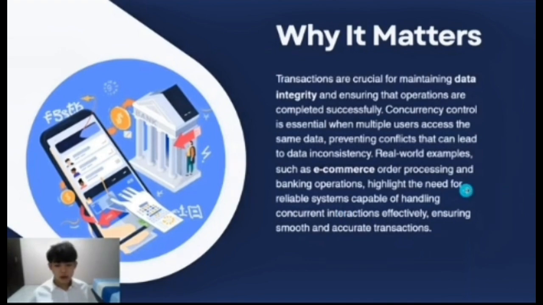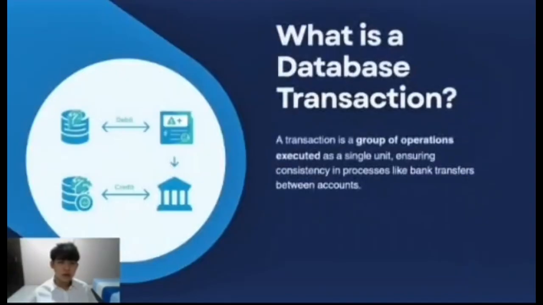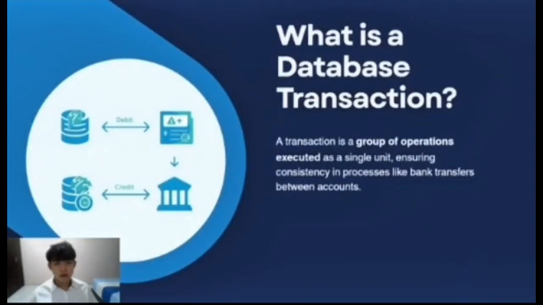And let's jump to what is a database transaction. A database transaction is a sequence of operations executed as a single unit, like a bank transfer between accounts. For example, to make sure that the data stays consistent after the transaction. And now let's jump into ACID.